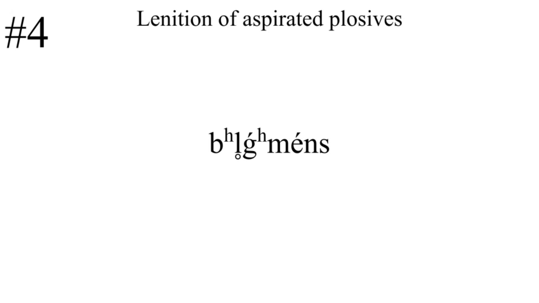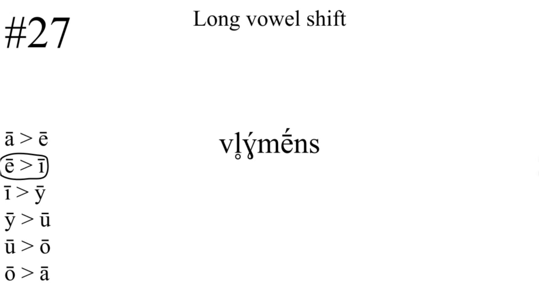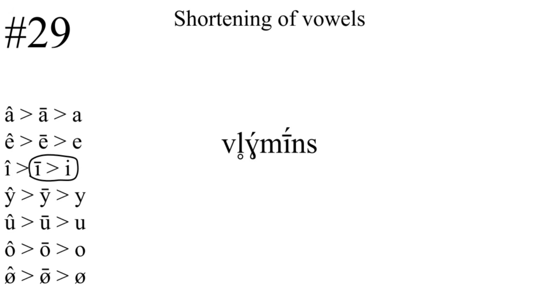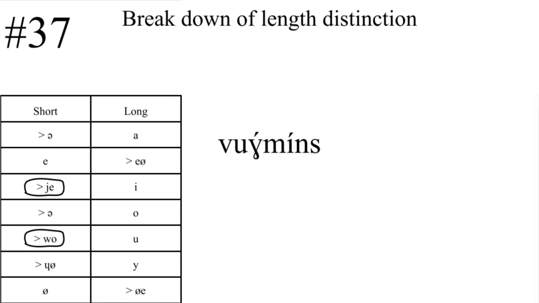Rule 4, the breathy voiced become fricatives, vmens. Rule 15, the stressed vowel lengthens, vmens. Rule 27, the long vowel shift, vmins. Rule 29, long vowels shorten, vmins. Rule 30, walked right into that one. Rule 34 gives us the process for dealing with syllabic L, which is pronounced as O at this point. Between two consonants, it becomes U, vuimins. Rule 37, vowels break up to make voimiens.